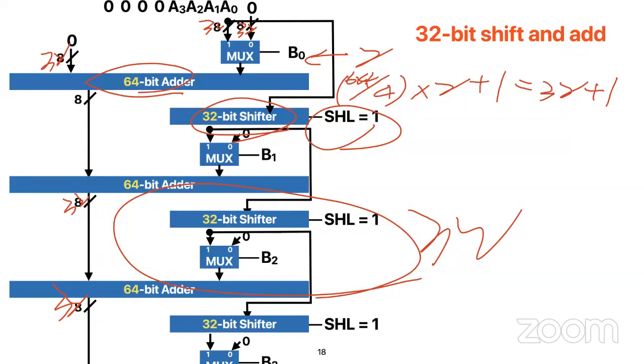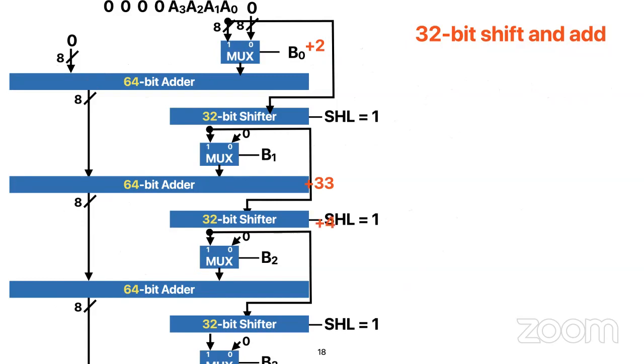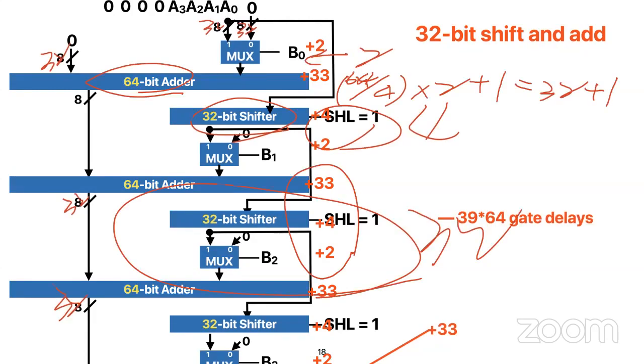So you can think about that. For the adder it's 32, 33. For the shifter it's 4. For the mux it's 2. So every part of this requires this. It turns out that if we have to do a 32-bit shift, it's actually 39 times 32 gate delays. So that's the amount of gate delays we are suffering.